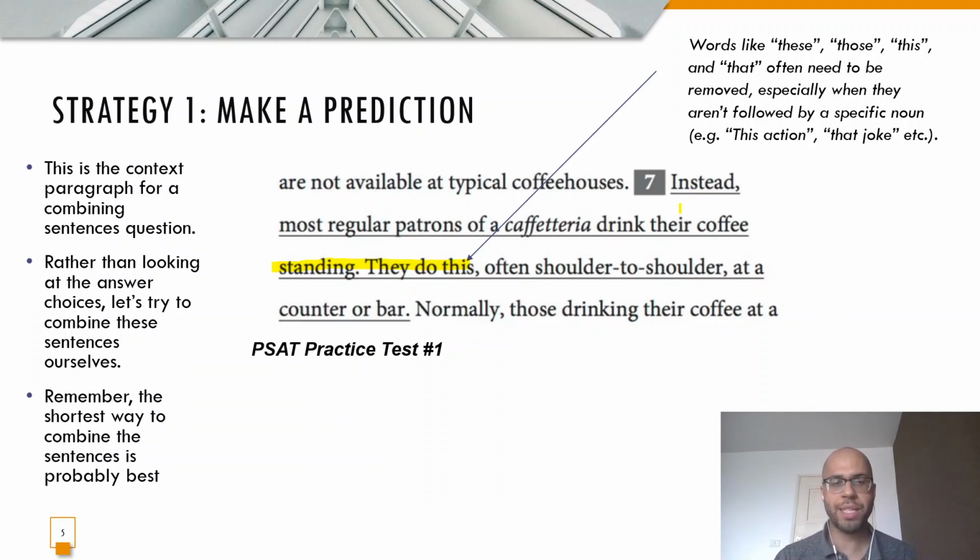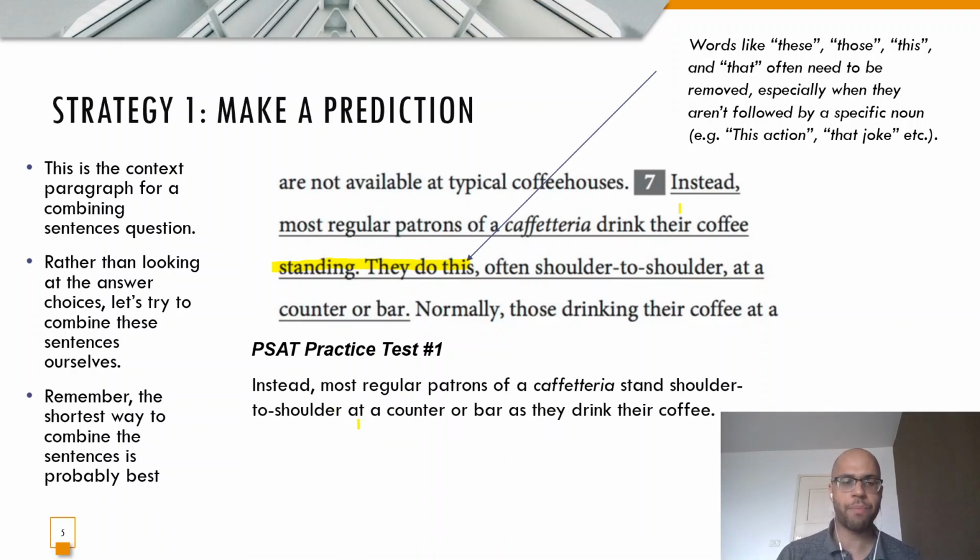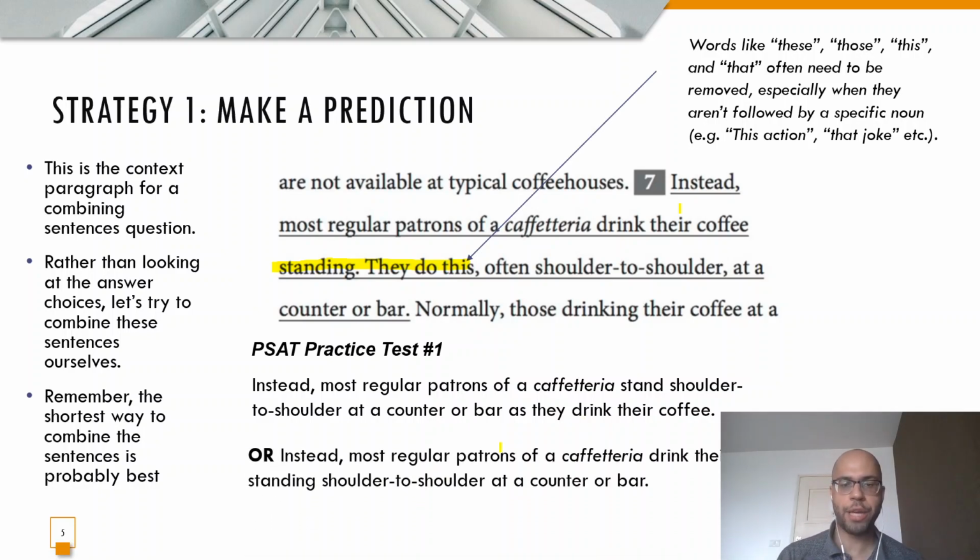Other options, maybe we could say something like most regular patrons of a cafeteria stand shoulder to shoulder as they drink their coffee. So maybe something like what I've written down here. So instead, most regular patrons of a cafeteria stand shoulder to shoulder at a counter or bar as they drink their coffee. That could work. Or instead, most regular patrons of a cafeteria drink their coffee standing shoulder to shoulder. So we're just deleting this unnecessary they do this. We can say standing shoulder to shoulder instead of saying they do this often shoulder to shoulder, and that aligns with our strategy too, which is that shorter is better.